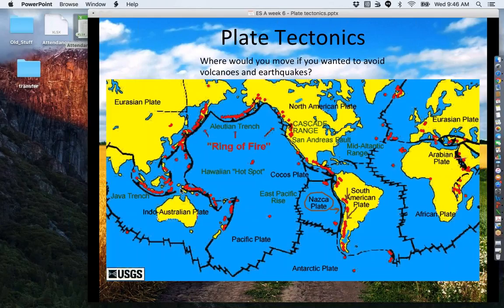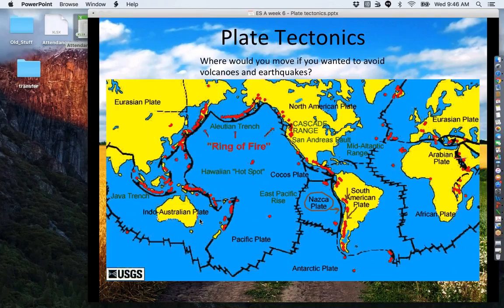So the question is, where would you live if you wanted to avoid volcanoes and earthquakes that all seem to take place on these fault lines? Alex says Europe. I'd love to live in Europe anyway. That's a good excuse. The Eurasian plate, that's a very large plate, isn't it? That doesn't seem to have any fault lines in it.